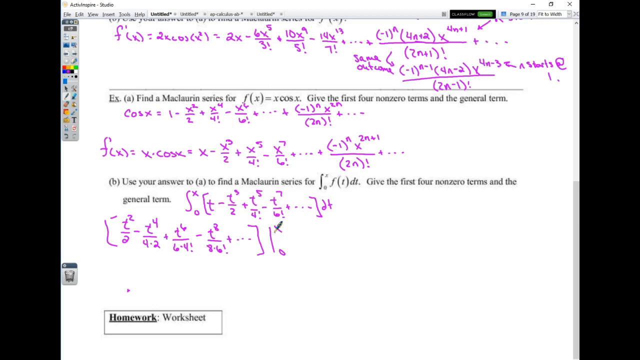What? Now, here's the cool part. Let's do the x values. This is really just x squared over 2 minus x to the 4th over 4 times 2 plus x to the 6th over 6 times 4 factorial minus x to the 8th over 8 times 6 factorial plus... If I evaluate this at 0, what's that going to be? 0. All the t's become 0. There's a t in everything, so the whole thing becomes 0. So I am actually ready for my general term.